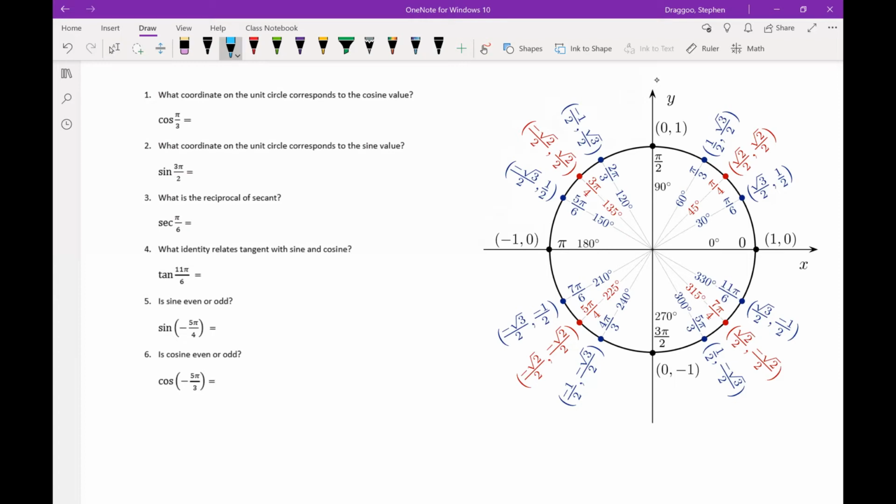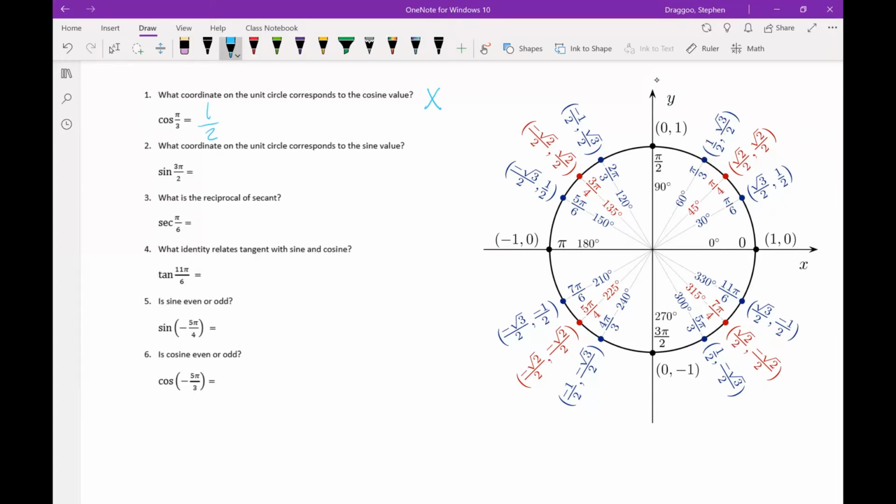Let's put the unit circle into practice, answering a few basic questions. Problem 1. What coordinate on the unit circle corresponds to the cosine value? Well, that is going to be the x value. So x is always going to be for cosine, y will be for sine. So if I want the cosine of pi over 3, I'll come to the angle of pi over 3 and choose the x value. 1/2.